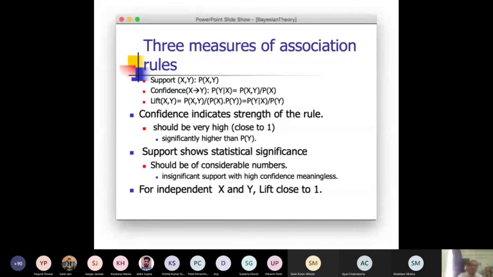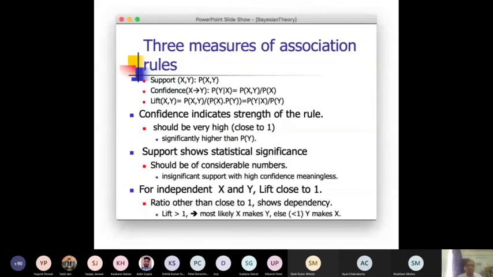And as I mentioned, for association, this ratio should be other than close to 1, which means it should deviate from 1. And these are the implications: if lift is greater than 1, most likely x makes y, else less than 1 means y makes x. That means a kind of causality it is trying to indicate, though association does not mean causality, but it throws some indications in that direction.